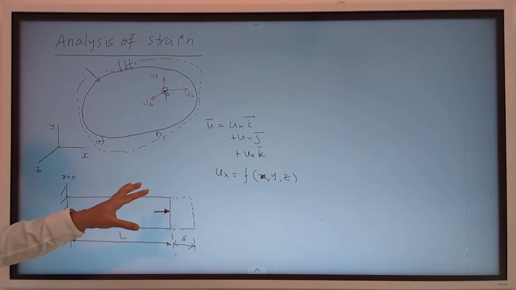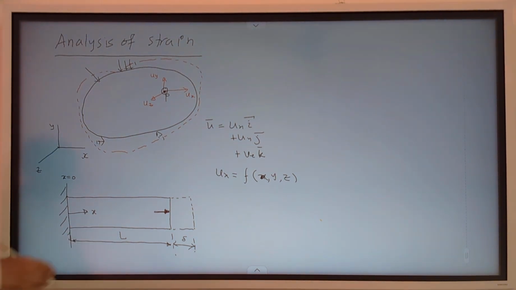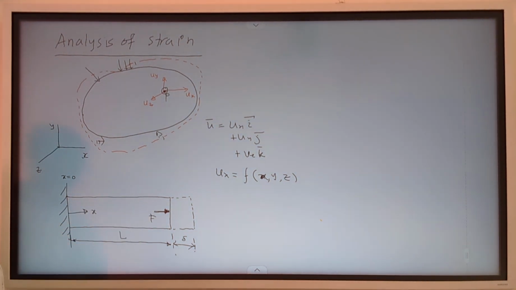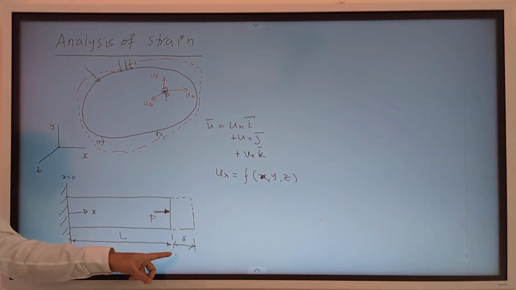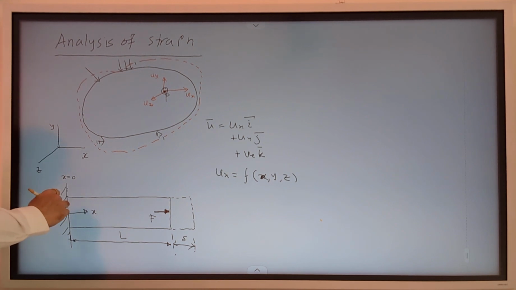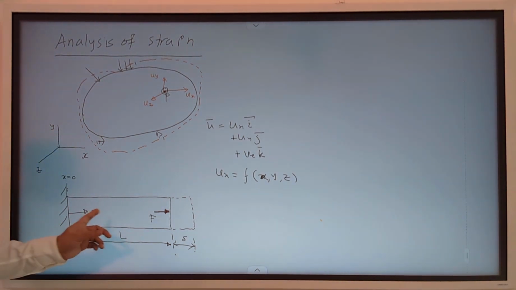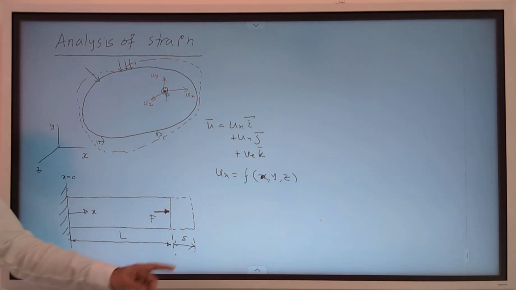So to understand this, let's take one simple case. We are considering a bar which is subjected to some force F. The bar has length L, and because of this force, this bar is deforming by a distance delta. It is held rigidly at the left side and it is getting pulled under the force F. The deformation is given as delta.